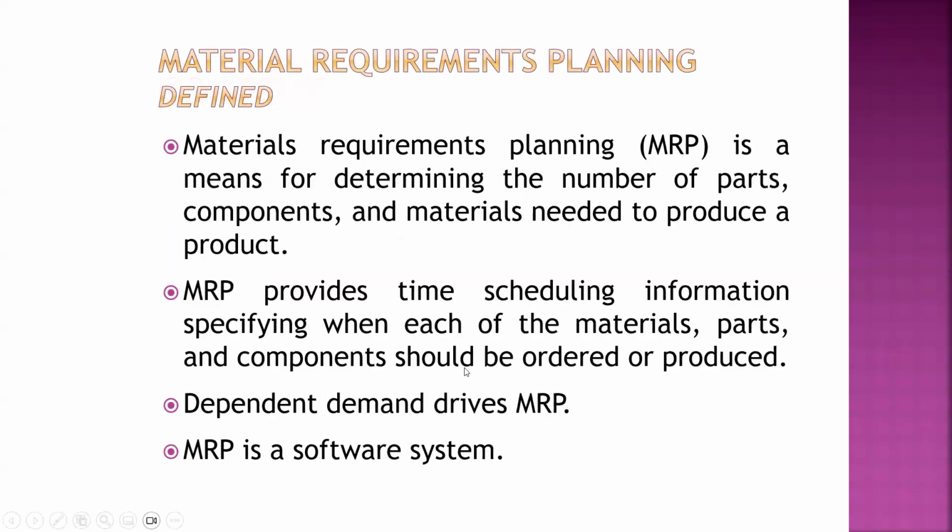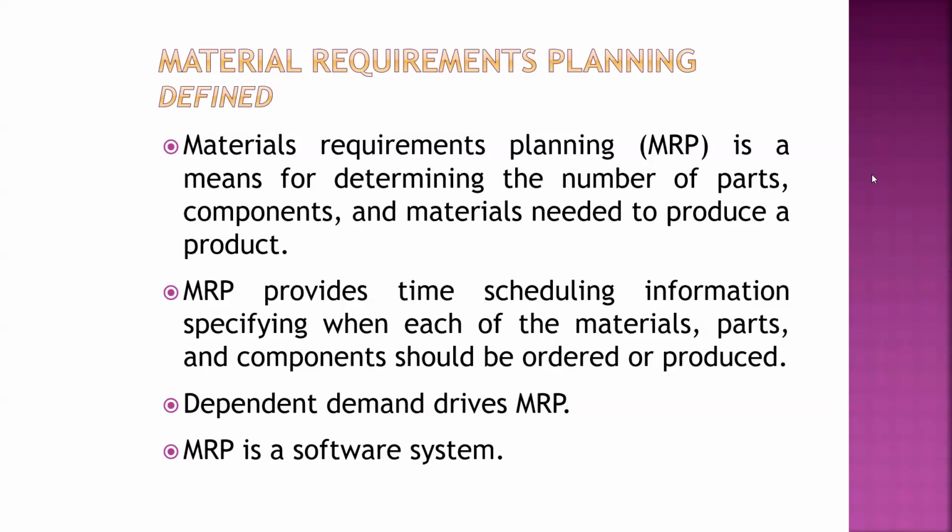Material requirement planning is a means for determining the number of parts, components, and material needed to produce a product. MRP provides time schedule information specifying when each of the material, parts, and components should be ordered or produced. The dependent demand drives the MRP. That's really important. I explained the inventory system, where we classify demand as independent and dependent. We use the EOQ for independent demand, and MRP for dependent demand. Dependent demand means parts, components, and material demand.